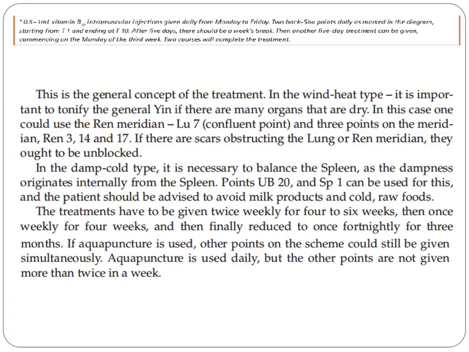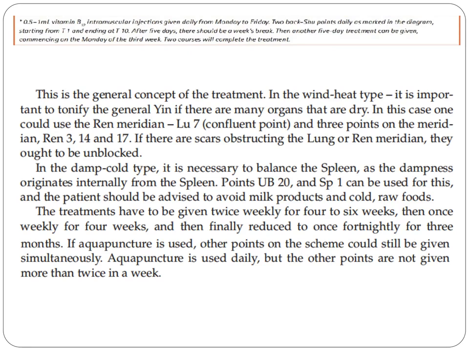0.5 to 1 ml vitamin B12 intramuscular injections given daily from Monday to Friday. 2 Back Shu points daily as marked in the diagram, starting from T1 and ending at T10. After 5 days, there should be a week's break. Then another 5-day treatment can be given commencing on the Monday of the 3rd week. 2 courses will complete the treatment. This is the general concept of the treatment.